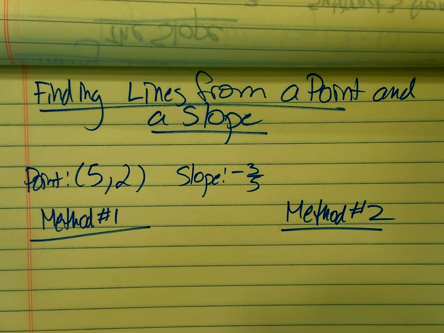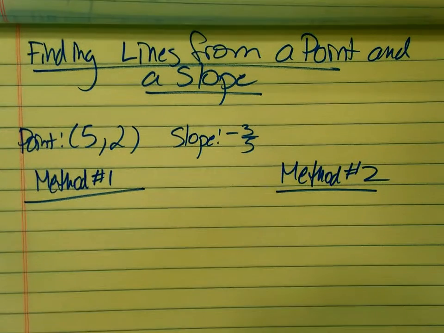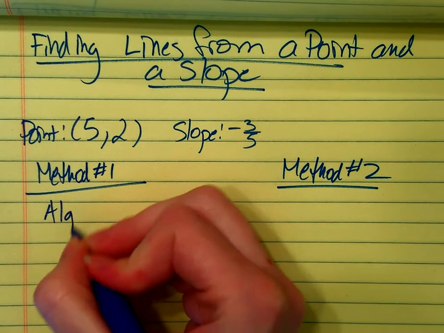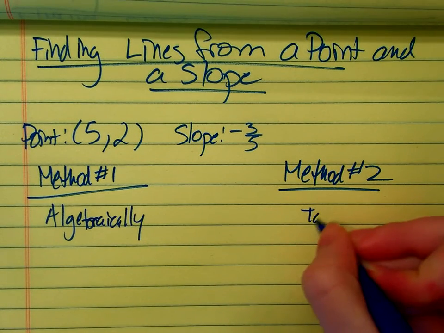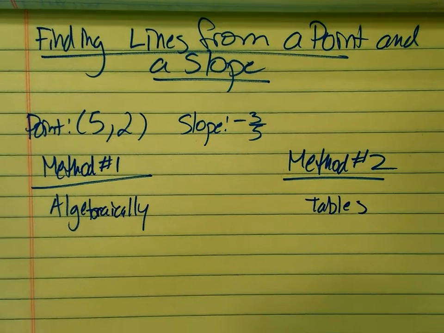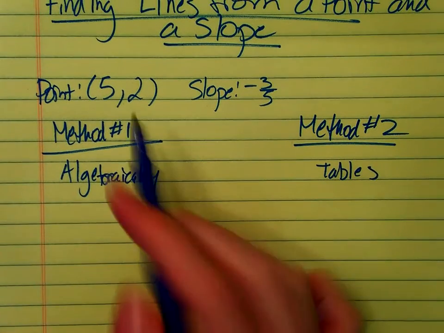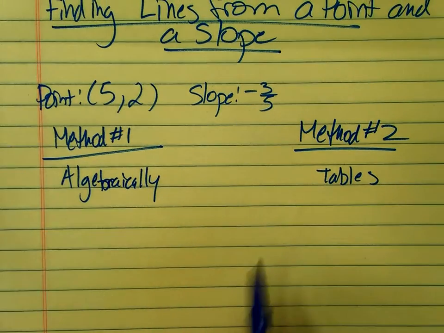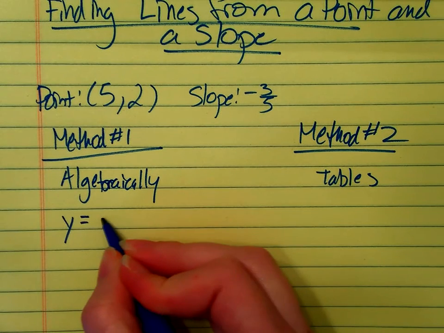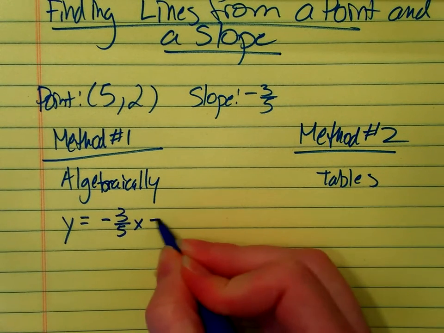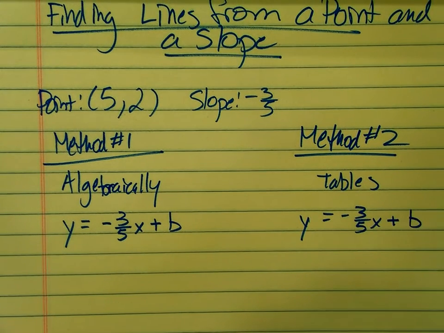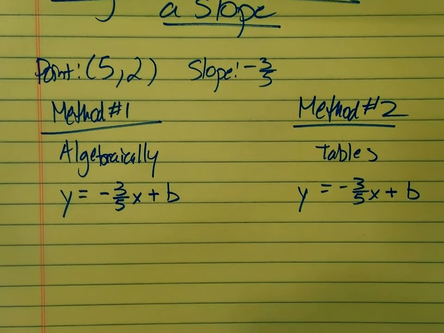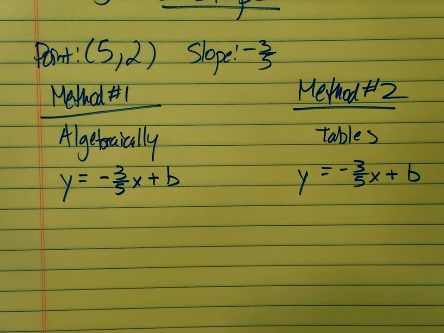To write equations from a point and a slope, there's two basic methods that you can use. You can either find it algebraically, which is personally the method I prefer, or you can find it from tables. I'm going to show you both. If you're given the point is (5, 2) and the slope is negative 3/5, you already know that your line is going to somehow contain y equals negative 3/5 x plus your y-intercept. What you're trying to figure out is, what is my y-intercept?